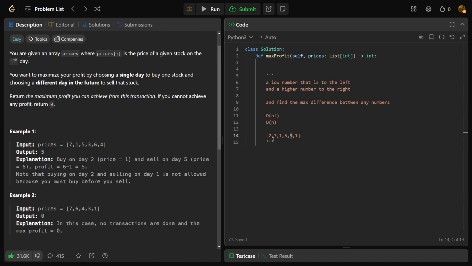So how about instead of doing every possible combination, we only focus on the smallest numbers that we come across. So we can start with 2, and then we start to iterate through the rest of them. But when we come to this 1, we can say, all right, you know what? 1 is less than 2. So instead of saying just 2, let's just iterate from 1 to the rest of the other numbers.